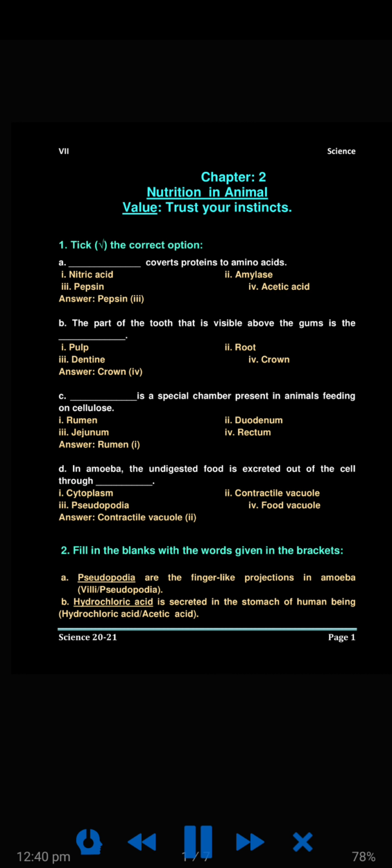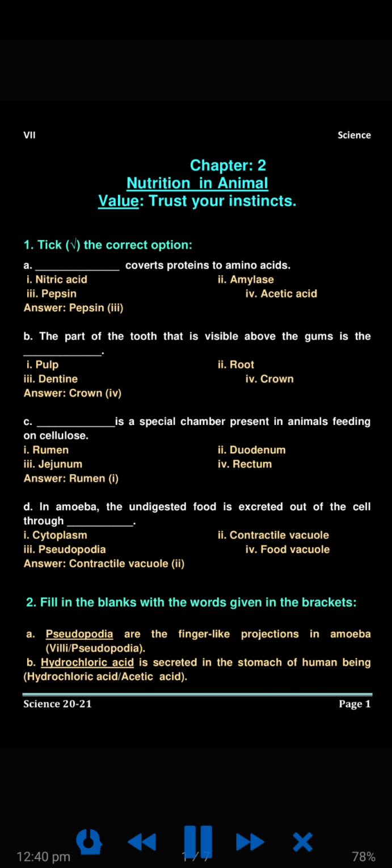C. Blank is a special chamber present in animals feeding on cellulose. I. Rumen. II. Duodenum. III. Jejunum. IV. Rectum. Answer: Rumen. D. In amoeba, the undigested food is excreted out of the cell through blank. I. Cytoplasm. II. Contractile vacuole. III. Pseudopodia. IV. Food vacuole. Answer: Contractile vacuole. 2. Fill in the blanks with the words given in the brackets.